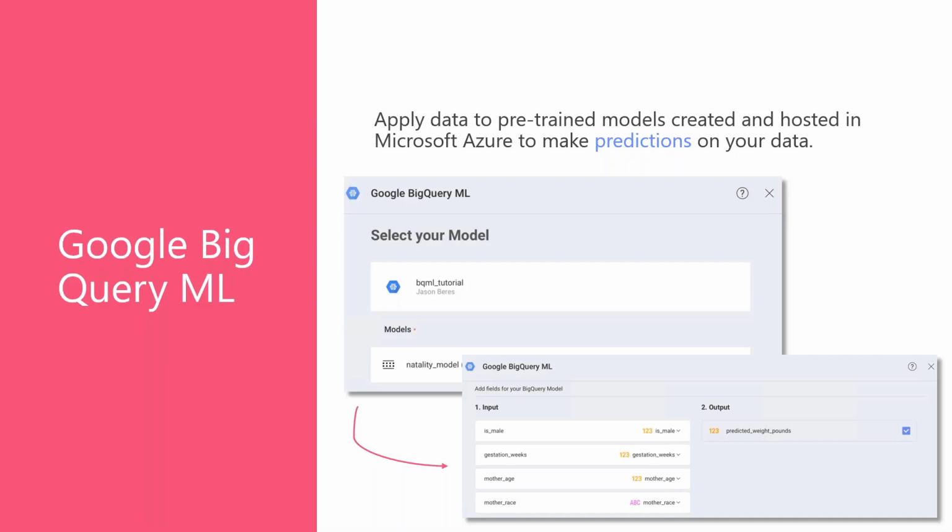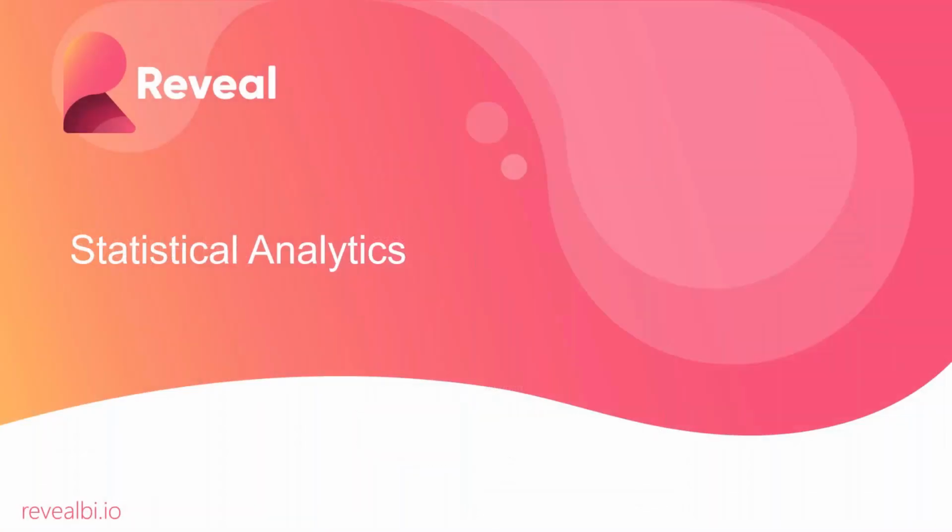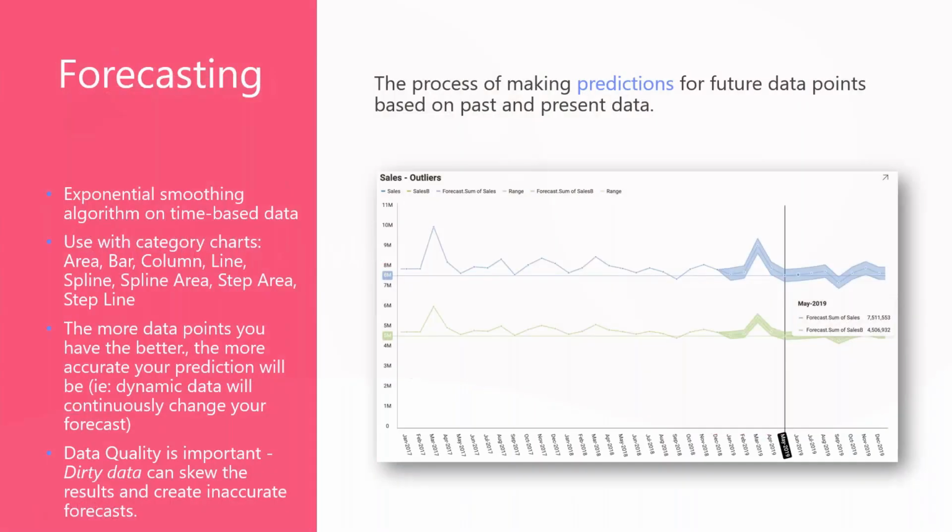And it's pretty cool. It just kind of happens, the machine figures it out. So we're going to take a look at some demos there. And then for statistical analytics, we have several options here. So we have a forecasting option, and this is where we get into the one click.